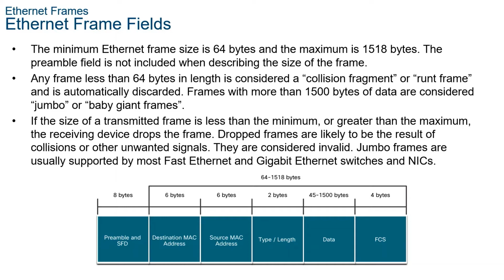All frames must be at least 64 bytes long. If a small packet is encapsulated, additional bits called a pad are used to increase the size of the frame to this minimum size. And the last one is the FCS, or the frame check sequence. The FCS field is 4 bytes. This is used to detect errors in a frame.